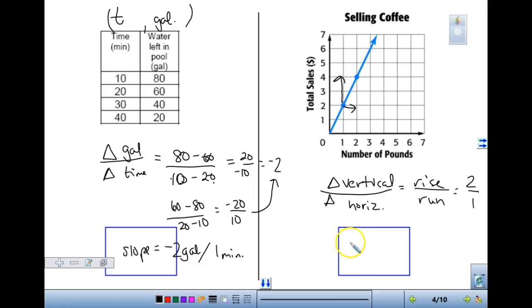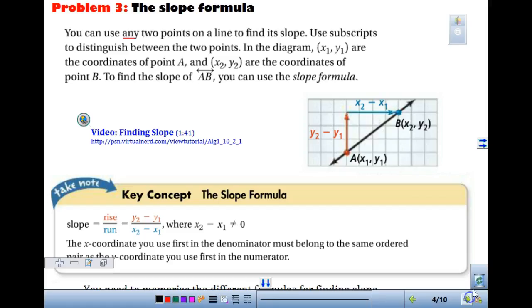So we would say in this case that our slope, our rate of change, is equal to 2, and in this case, if we were going to label it, we could put 2 over 1, but for the situation, we would want to say $2 per pound, right? So if you're always putting it in the context of the problem, okay?